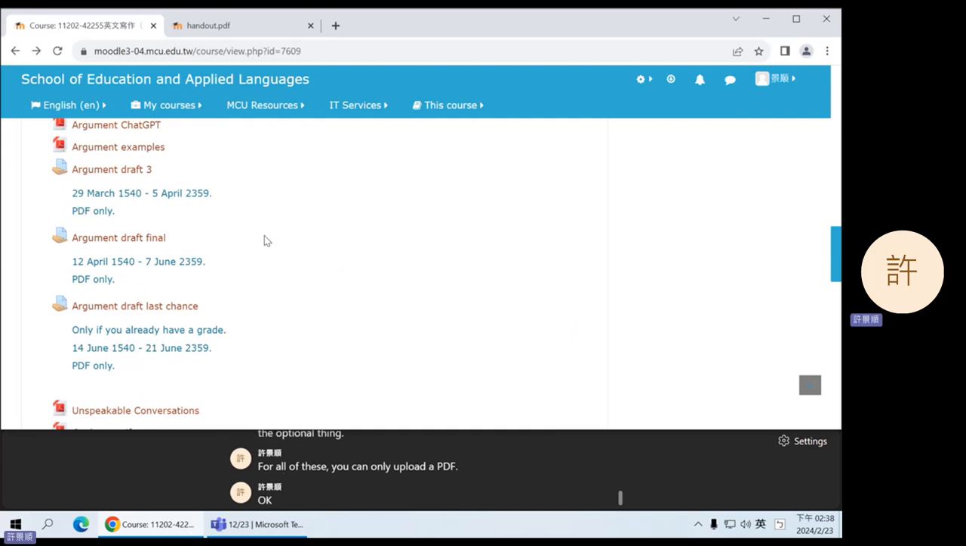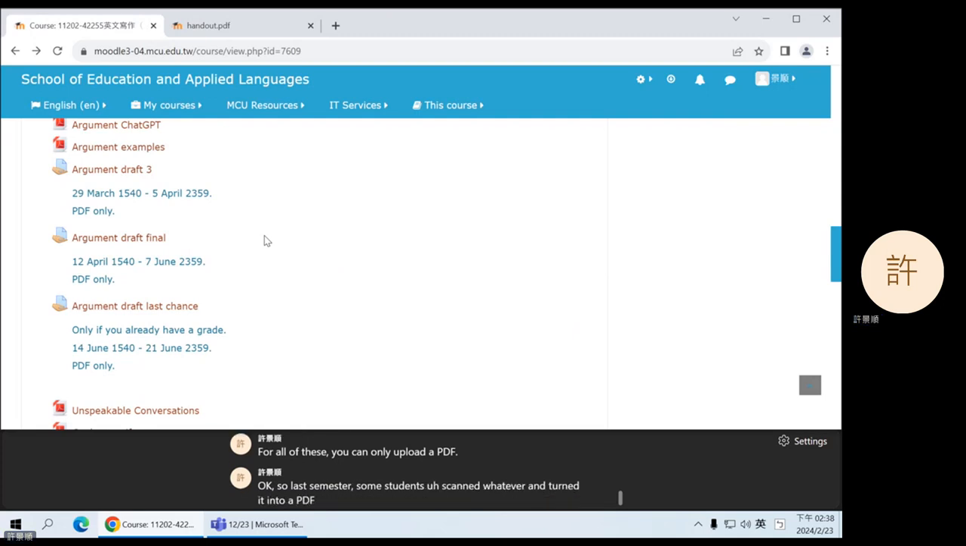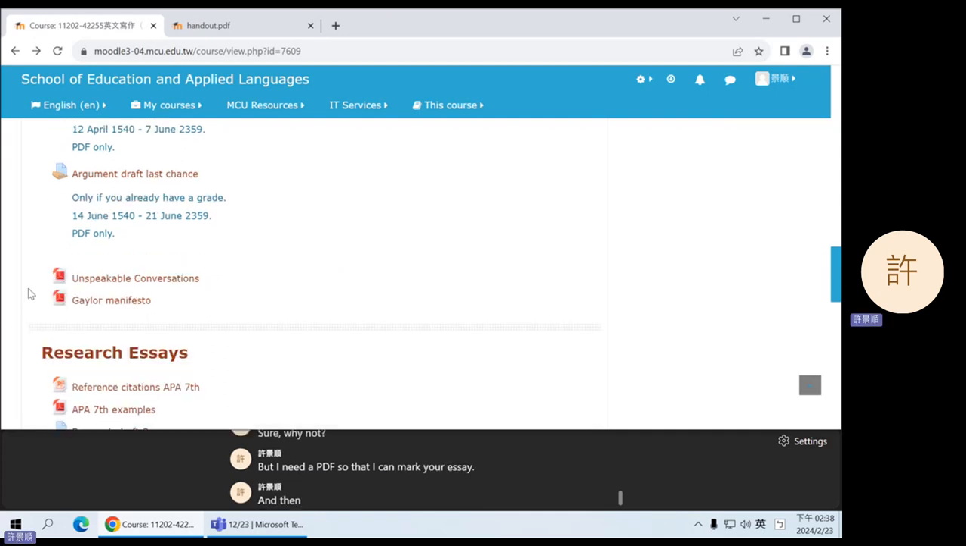Okay, so last semester, some students scanned whatever and turned it into a PDF. Sure, why not? But I need a PDF so that I can mark your essay. And then at the bottom here, you have two example essays. I'm not going to spend time on this in class because these are longer essays. These are professional essays.